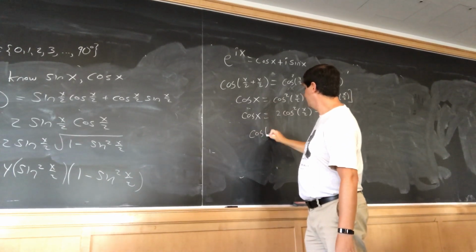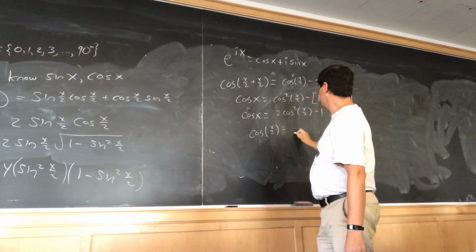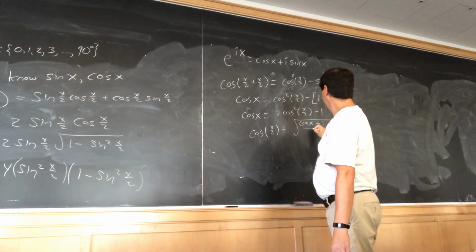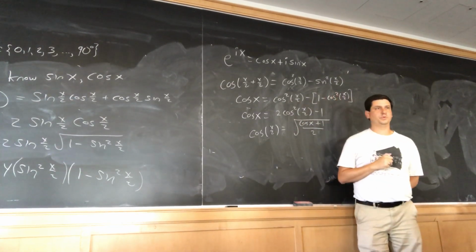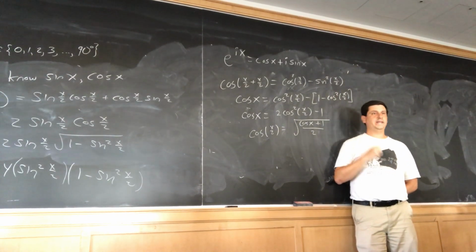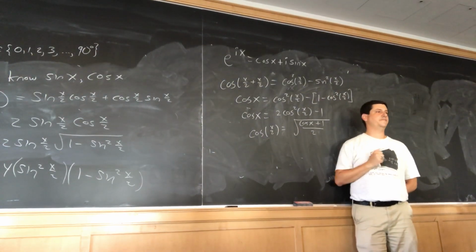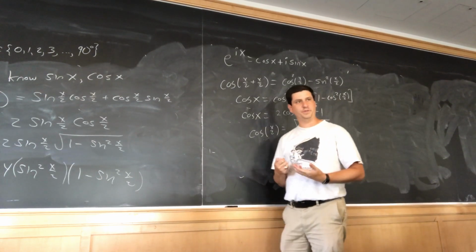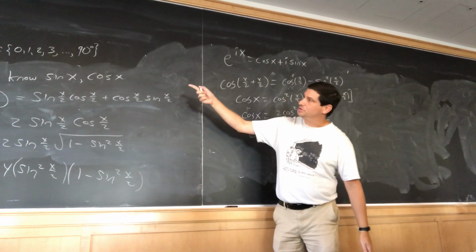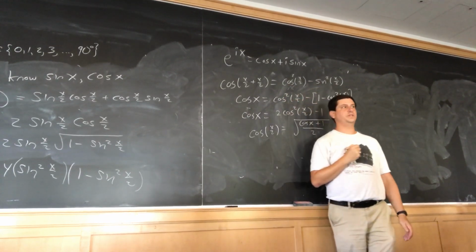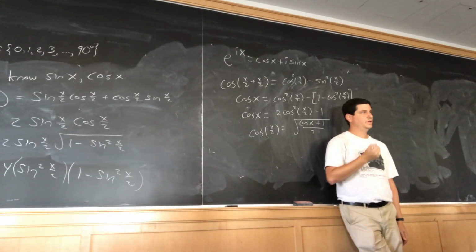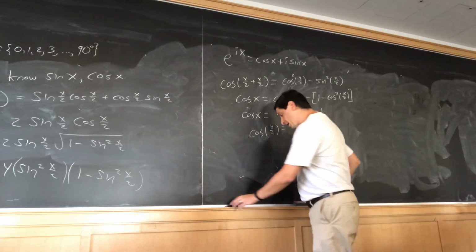So cosine of x halves is the square root of cosine x plus 1 over 2, if I haven't made any algebra mistakes. And now that we know cosine of x halves, we can get sine of x halves easily. So it's worth just getting a sense of what you can compute from something. If we know the angles from 0 to 90, what else do we immediately get? The half. Yeah, we immediately get the halves.